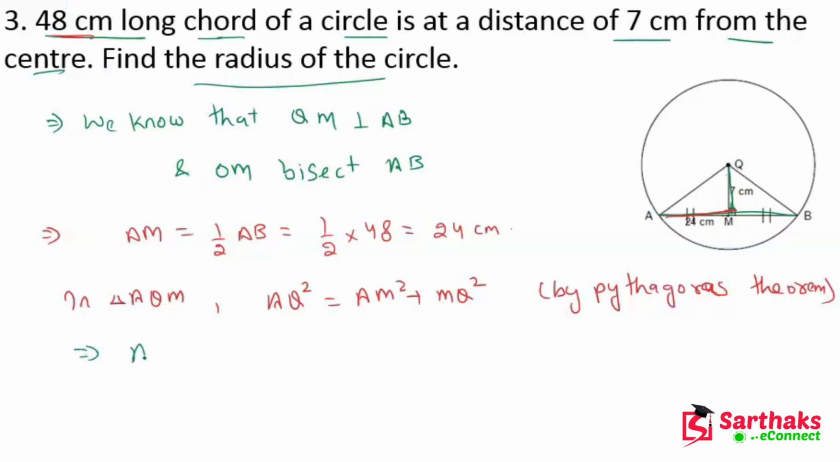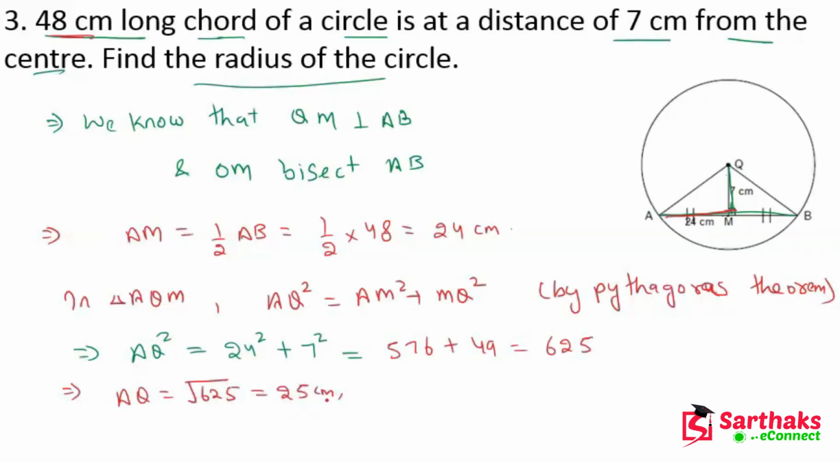We have to find the value of AQ. So AQ square is equal to AM square, which is 24 square, plus MQ square, which is 7 square. After solving this we get 576 plus 49, which is equal to 625. So AQ is equal to the square root of 625, which is 25 centimeters. So AQ is 25 centimeters, which is the radius of the circle. Okay, now let's move on.